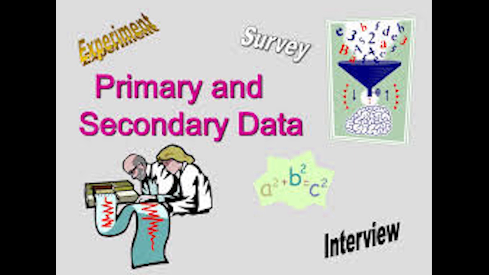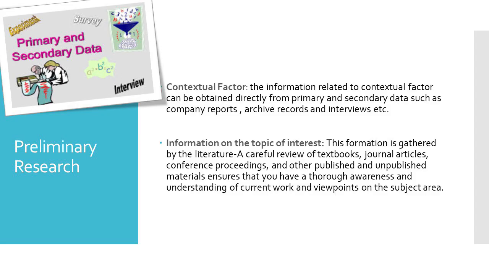But we should focus on the data being of quality. If the data lacks quality, it will affect our research. Surveys, interviews, and experiments are basically good sources of getting the data. The next component is information on the topic of interest. This information is gathered with the help of literature. A careful review of textbooks, journal articles, conference proceedings, and other published and unpublished material will help you get this data. This gives you awareness and understanding of current work and viewpoints on the subject area.